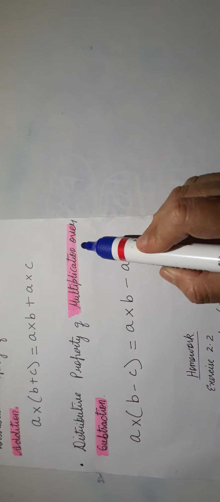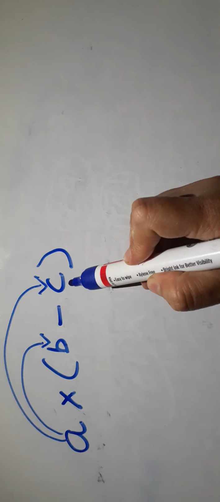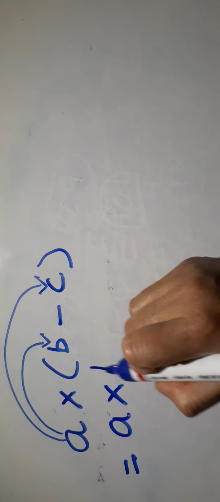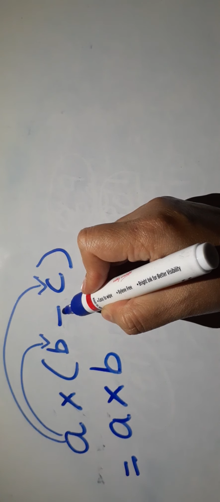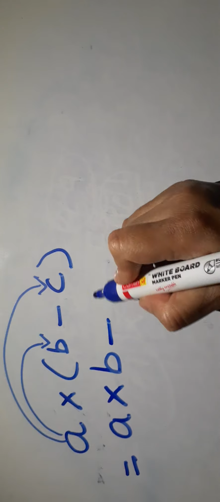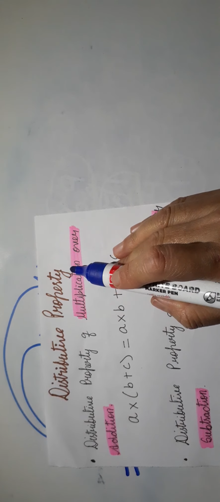Distributive property of multiplication over subtraction. A multiplied by (B minus C). Same thing here, A is distributed to B and A is distributed again to C. So here I have A, I will distribute this A to B, and there is a subtraction sign here, so minus. Again A I'll distribute to C. That is how we get the distributive property.